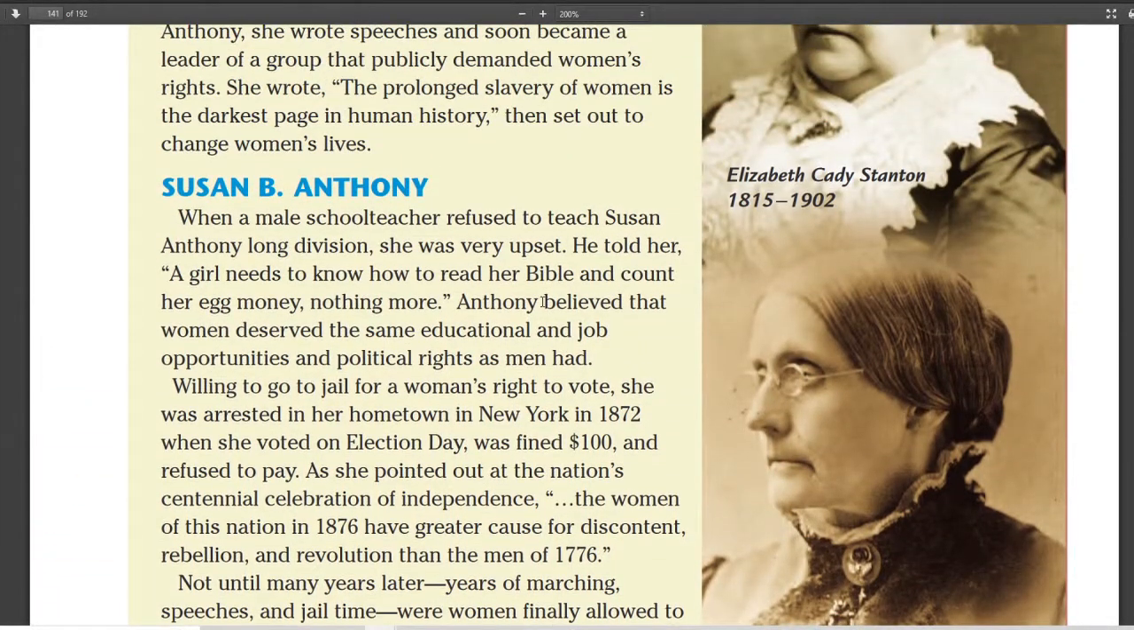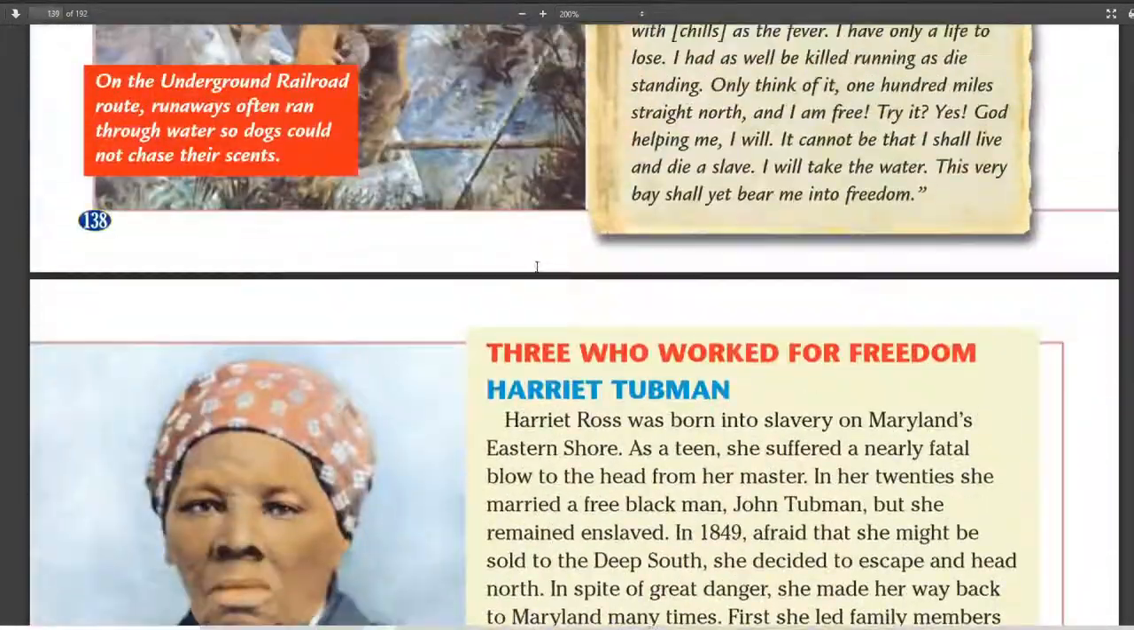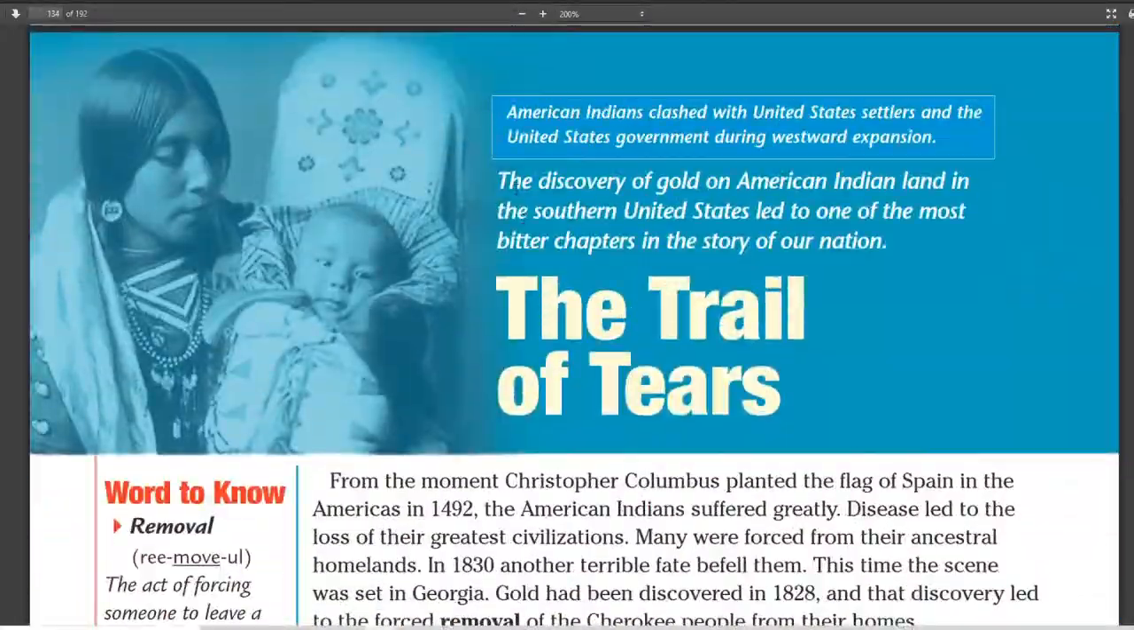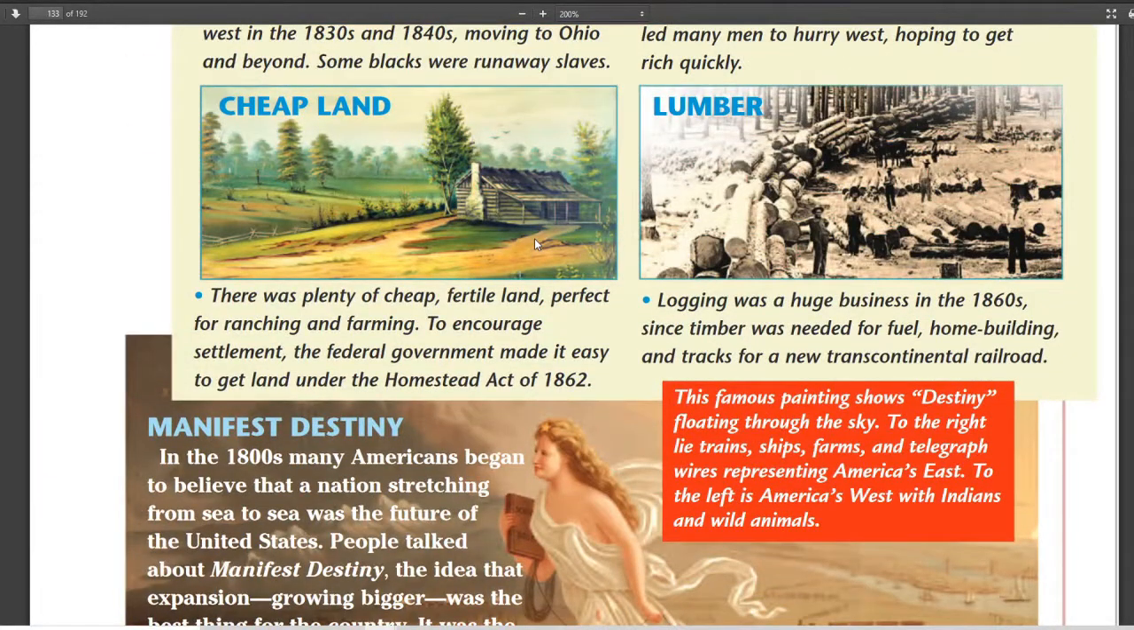And that's basically it. Chapter 7. Just look over those things. Know your territories, know your people, know your definitions, and I think you'll do very, very well on Chapter 7.